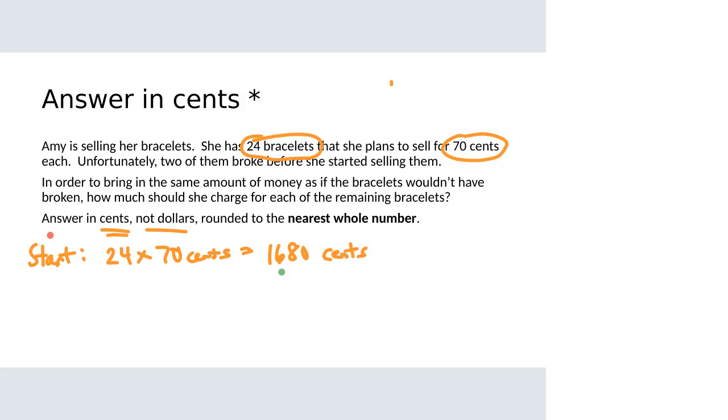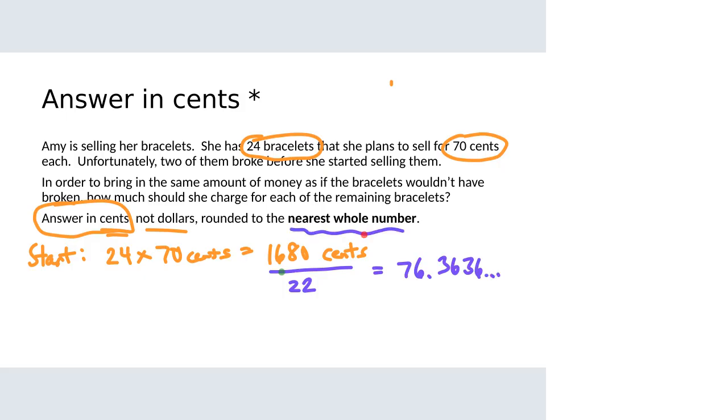Now, this says answer in cents. So I'm going to work the whole problem in cents. I'm not going to work it in dollars. I'm going to work it in cents because it says answer in cents. So 1,680 cents. Unfortunately, she only has 22 bracelets because 2 of them broke. So we'll divide that by 22 to figure out how much she's going to have to sell them for. And when I do that, I get 76.363636.